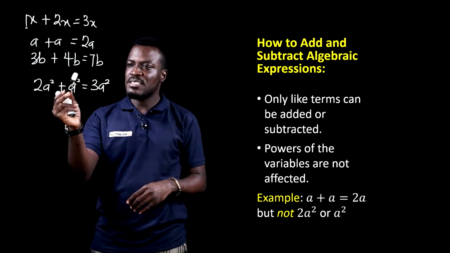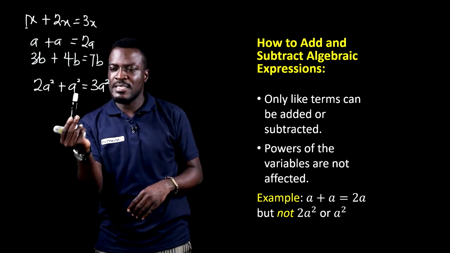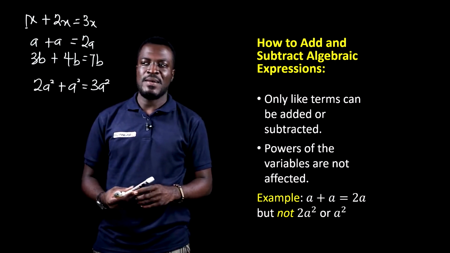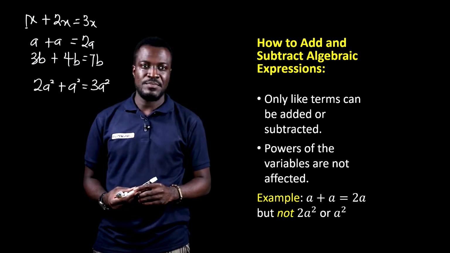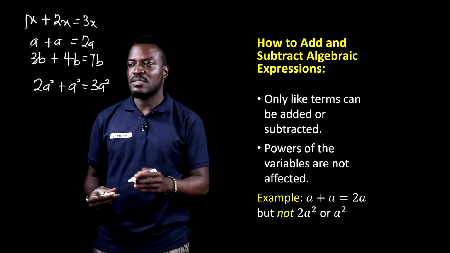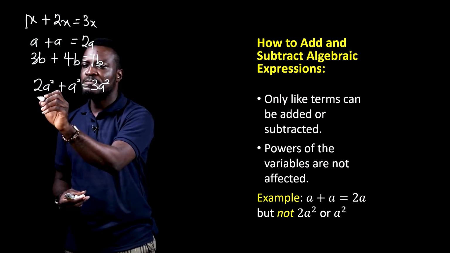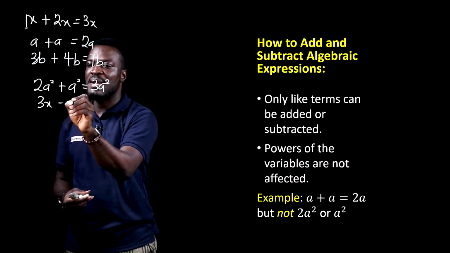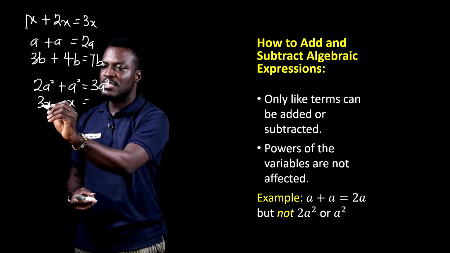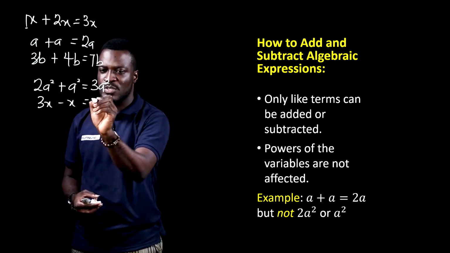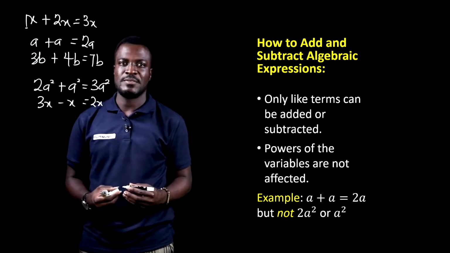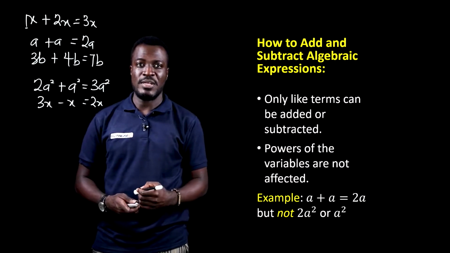So the coefficients are there to tell us that this and this are like terms. But then when adding them, you don't touch them. Now the same applies to subtraction. So if you have 3x minus x, this is 3 minus 1. So this is going to give us what? 2x. I hope you understand.